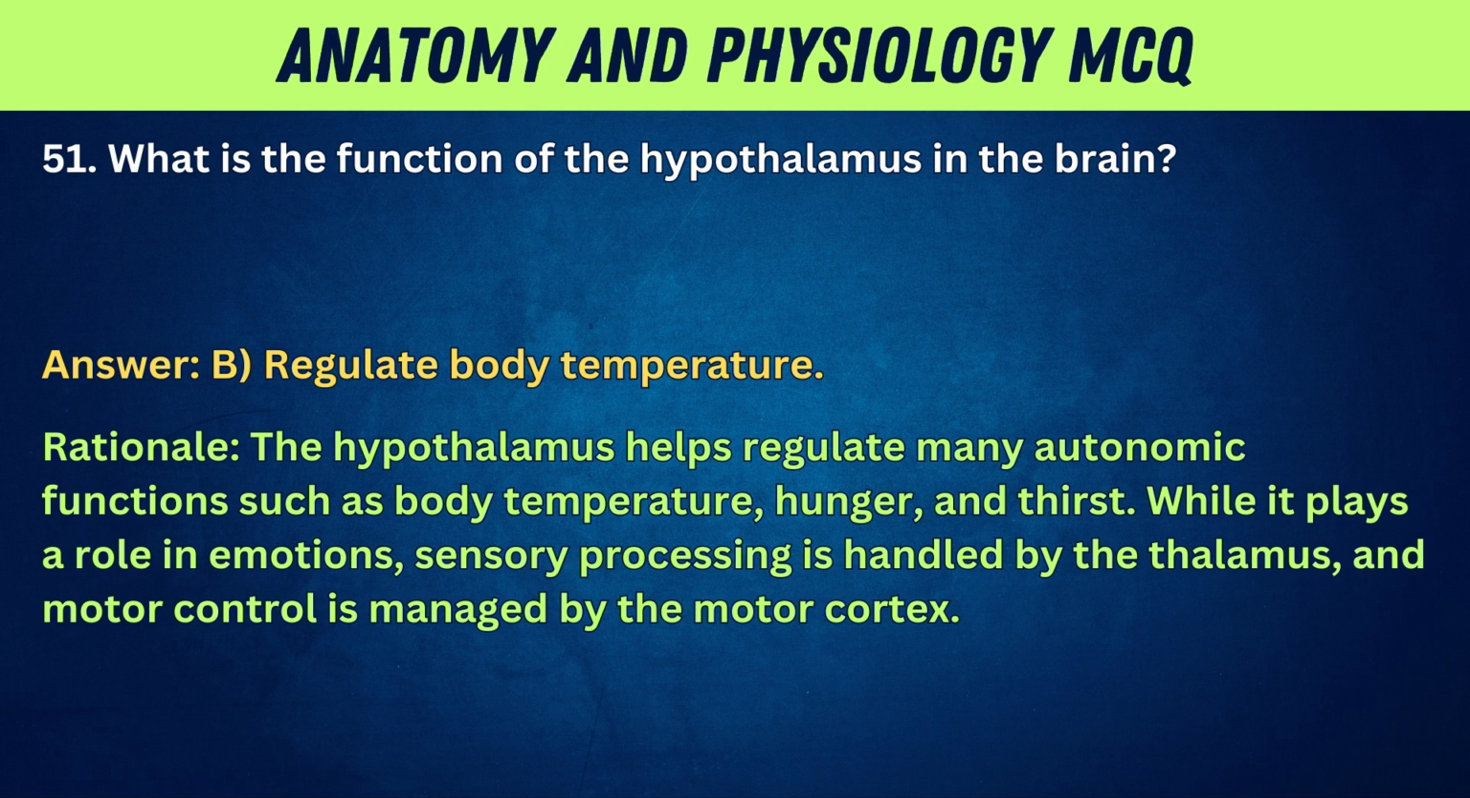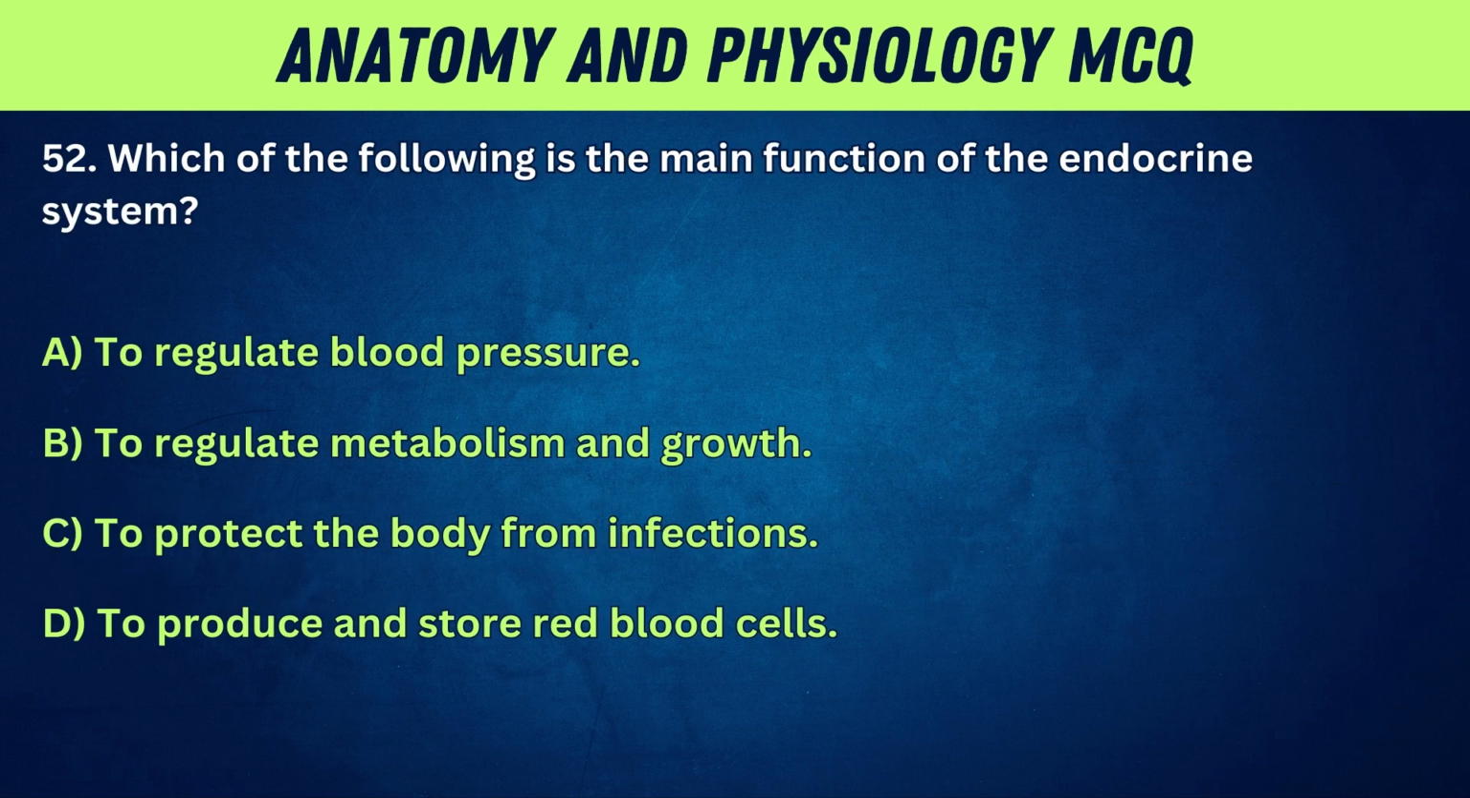While it plays a role in emotions, sensory processing is handled by the thalamus, and motor control is managed by the motor cortex. 52. Which of the following is the main function of the endocrine system?